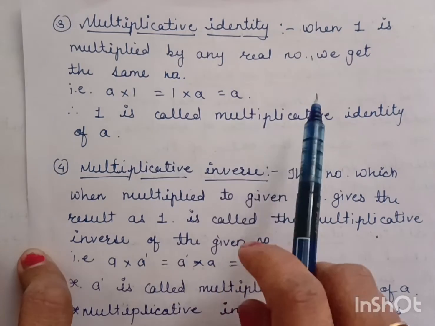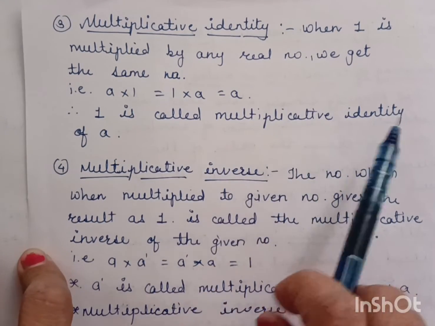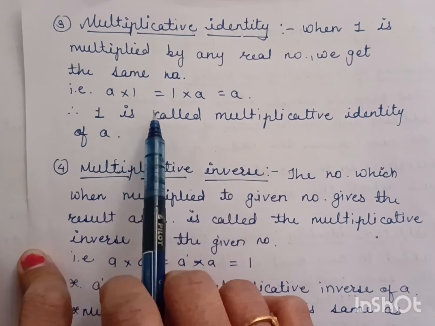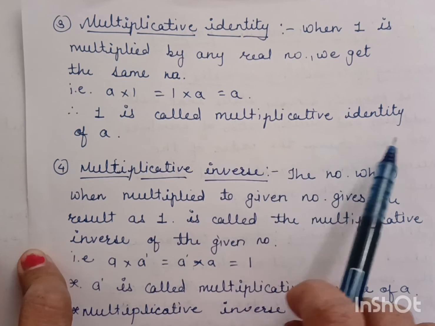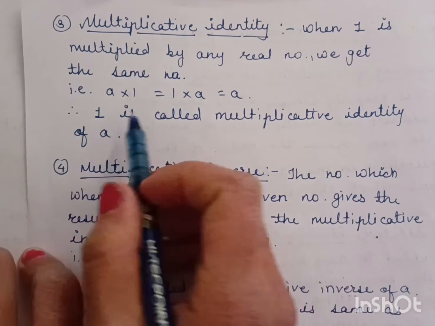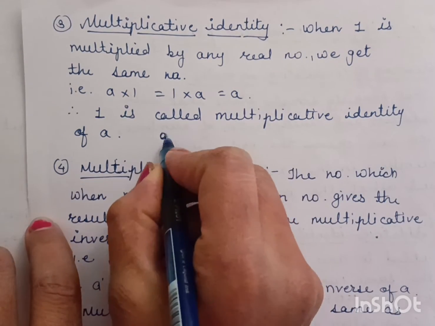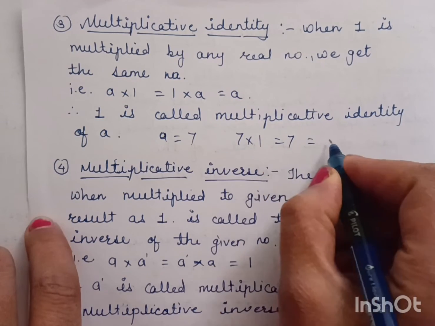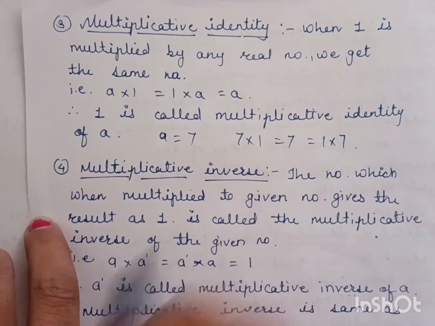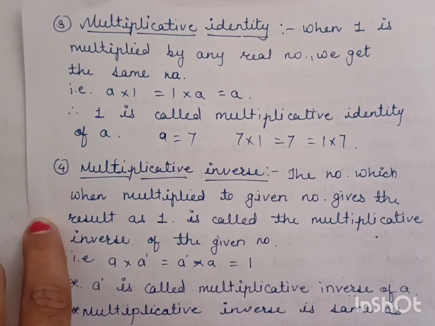Third rule, multiplicative identity. When 1 is multiplied by any real number, we get the same number, that is a into 1 is equal to 1 into a is equal to a. Therefore 1 is called multiplicative identity of a. For example, suppose here a is equal to 7, then 7 into 1 is equal to 7, which is equal to 1 into 7. So this is multiplicative identity.